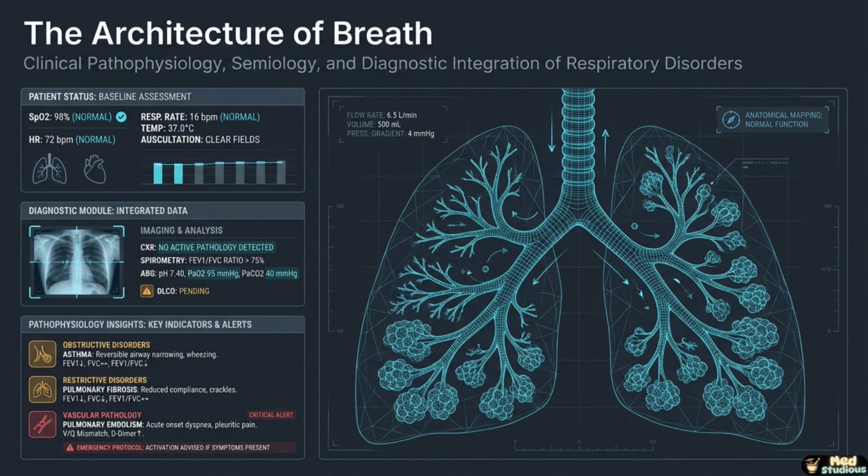We'll explore everything from the brainstem's control over your breathing drive to the 6 life-threatening causes of chest pain, to the acoustic fingerprints of collapsed airways, all the way through to ARDS and autoimmune lung disease. By the end, you'll understand how seemingly small clinical clues, a wheeze, a color of mucus, a single lab value, combine into a complete diagnostic picture. Let's begin where respiratory control itself begins, deep inside the brain.